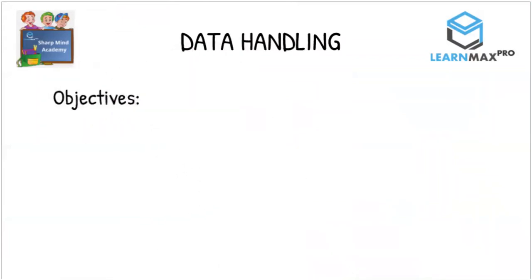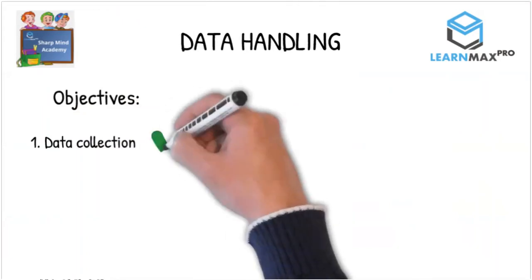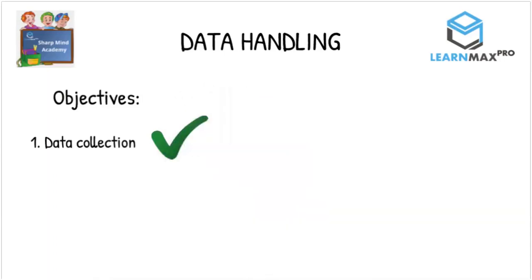With this, we finish the chapter data handling. To summarize, let's look at the objectives discussed in the introduction of the chapter. We learned how to record data using 2 methods: observation, in which we looked at the example of the dog, and survey, in which we collected the data about the favorite sport of 30 students.